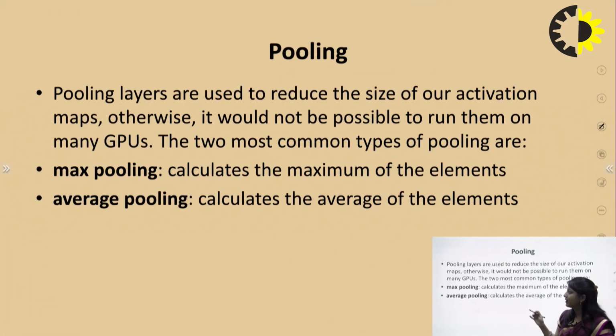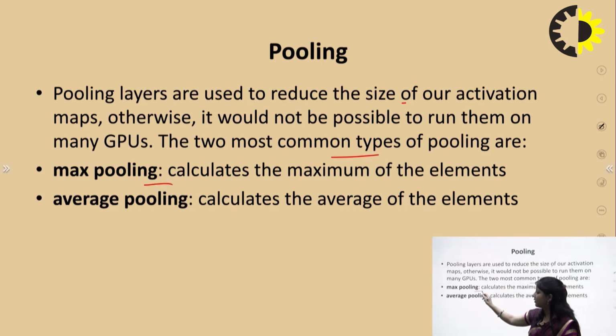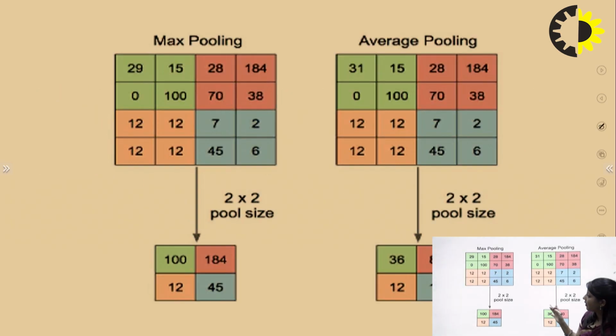In the pooling layer, we try to reduce the number of parameters or the size of our activation map. For this, there are two pooling types, max pooling and average pooling. Max pooling means we calculate the maximum element. I will explain this with the help of an example.